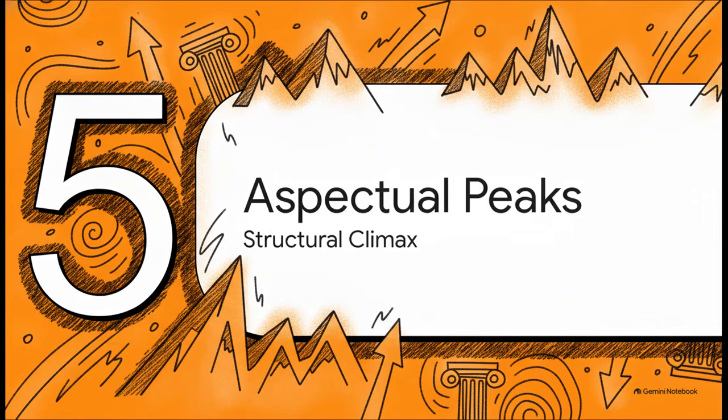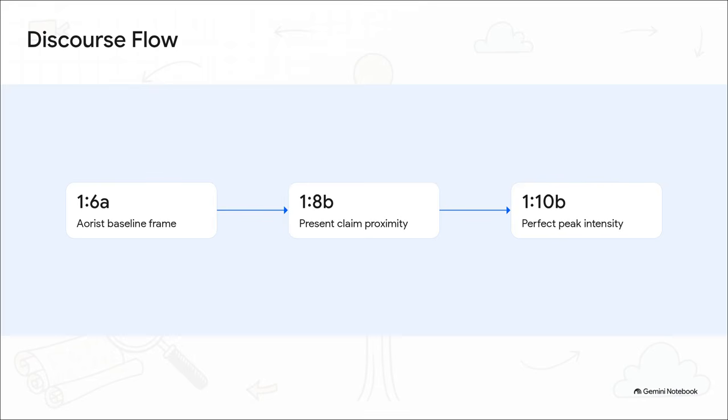Now, for Section 5, let's see how this spatial mapping leads us directly to the structural climax, the aspectual peak of the text. Tracing the chronological discourse flow across our clause units, we can see the architecture building very deliberately. The sequence of arguments moves from remote hypothetical frames, those aorist baselines in 1.6a and 1.8a, right into the immediate spatial proximity of the opponent's present tense claims in 1.6b and 1.8b. But the entire discourse is hurtling toward a massive, sudden shift in clause 110b.